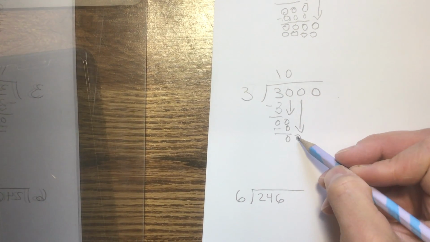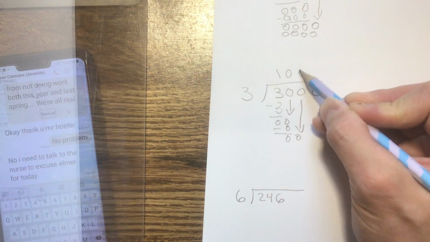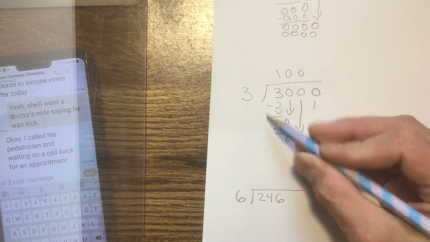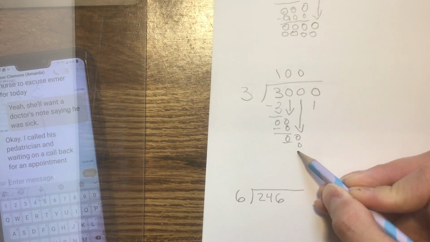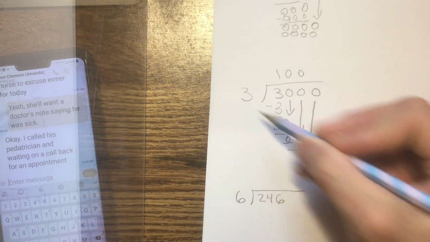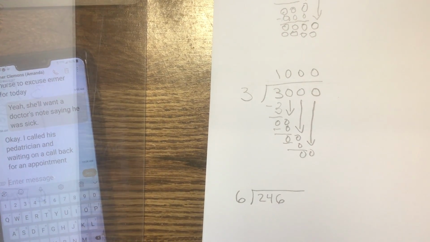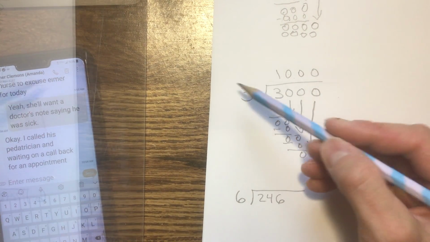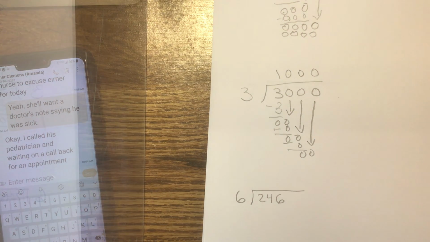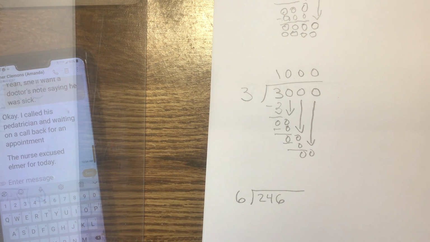3 goes into 0 how many times? You guessed it, 0 times. Okay. Finally, 3 times 0 is 0. Subtract it, 0. And then we bring down our last number. 3 into 0 how many times? 0 times. So this tells us that 3 times 1,000 gives us 3,000, which makes sense, right? 3 1,000s would be 3,000.